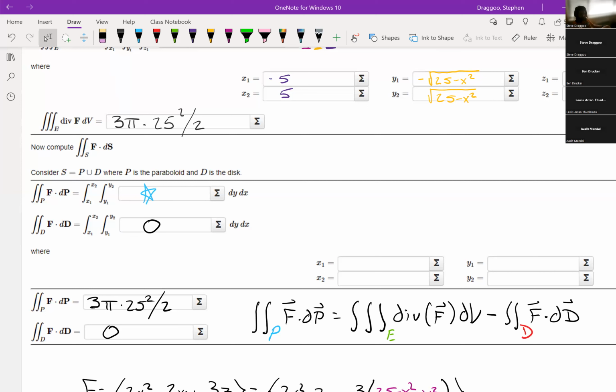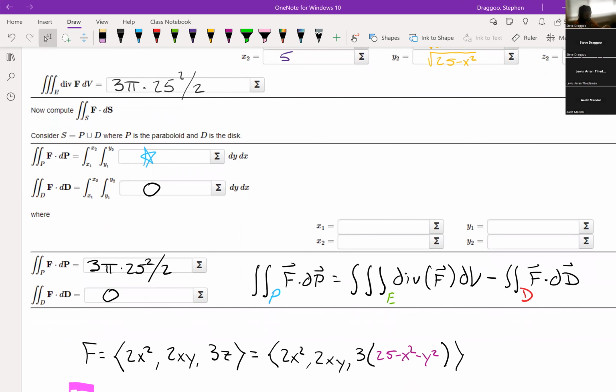That says that I don't even need to worry about calculating the flux integral out of that paraboloid, because I can use the divergence theorem to know what that value is, which is a bit crafty, but certainly nicer than trying to do the paraboloid integral, as we'll see in a second. But I already knew the flux out the disk was going to be zero, so cool. It ends up being zero.